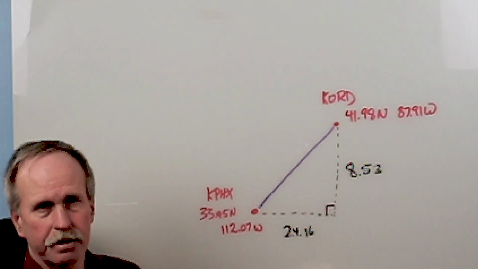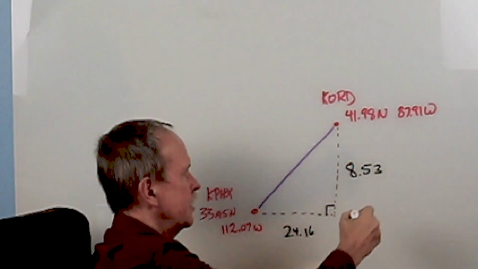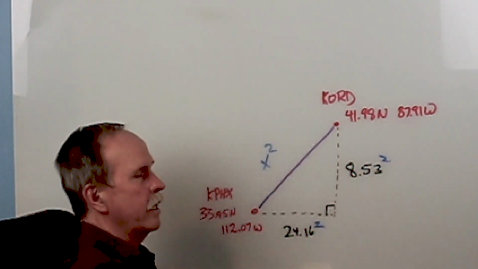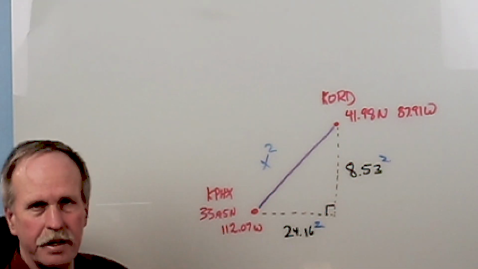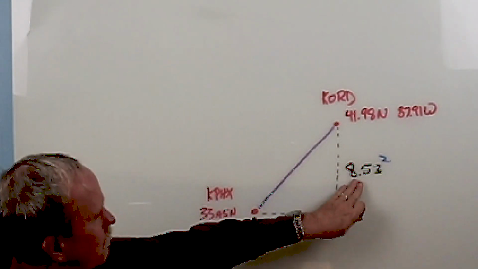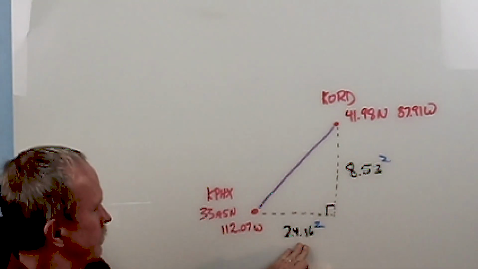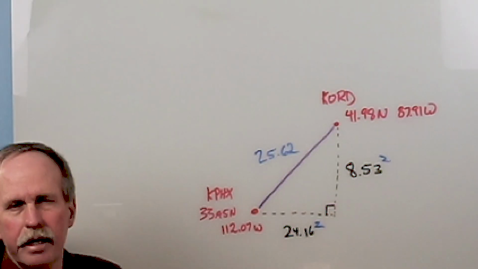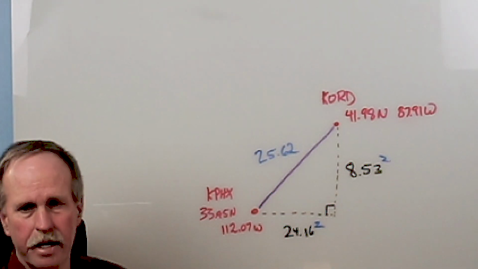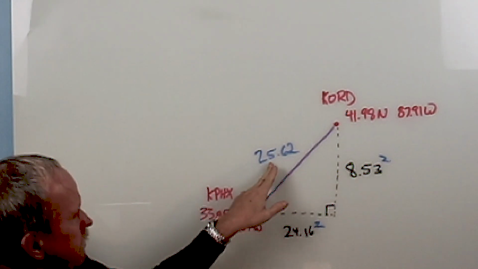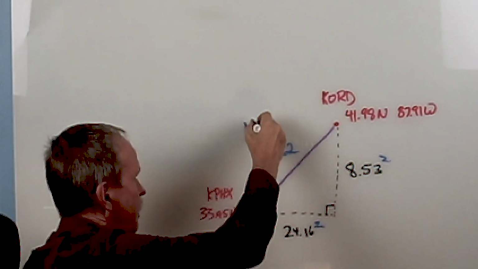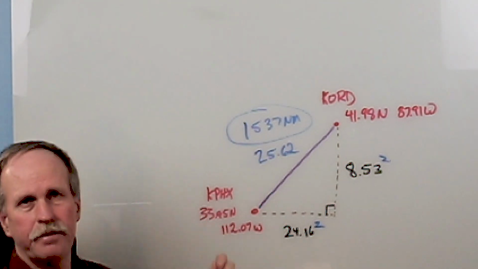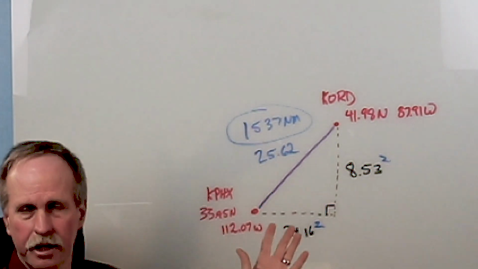Now on a flat surface, using the Pythagorean theorem, all we would have to do is square that number and square that number, add them together, and we would get that number squared, which is the direct distance between Chicago and Phoenix. Let's go ahead and do that real quick. Now, if we square 8.53 and add it to the square of 24.16, we're going to come up with 25.62. Now, each degree on the surface of the Earth is 60 nautical miles. So we take 60 and multiply it by 25.62, and we come up with 1537 nautical miles between Chicago and Phoenix.